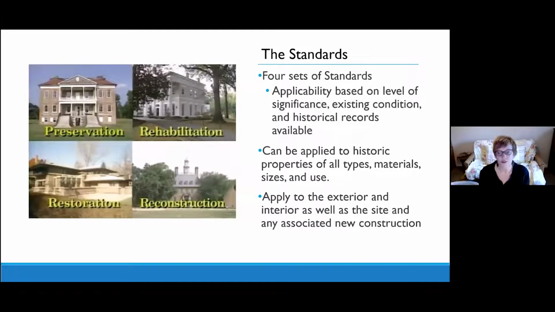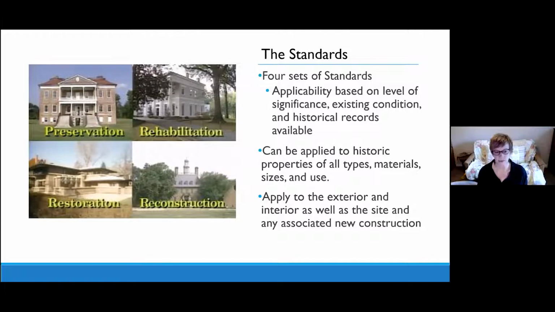So there are 4 sets of standards. When we talk about the standards, that can be the preservation, rehabilitation, restoration, or reconstruction standard. Which standard you choose for a particular project depends on what's most applicable and relevant to that building. That is based on its level of significance. Is it an extremely significant national landmark, or is it just a building in a historic district? It also depends on its existing condition and the historical records that are available.